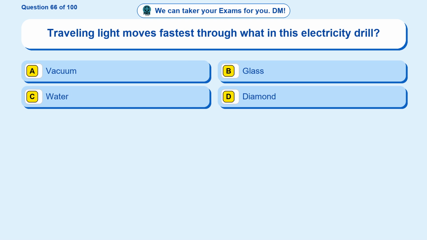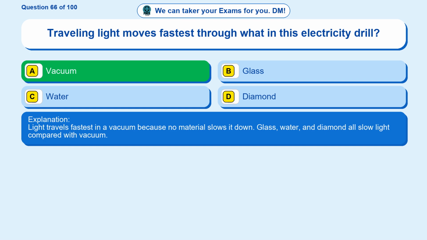Question 66. Traveling light moves fastest through what in this electricity drill? Option A, vacuum. Option B, glass. Option C, water. Option D, diamond. The correct answer is option A. Vacuum. Light travels fastest in a vacuum because no material slows it down. Glass, water, and diamond all slow light compared with vacuum.